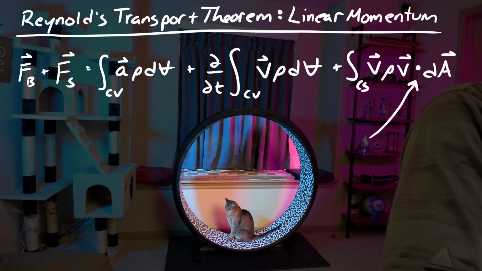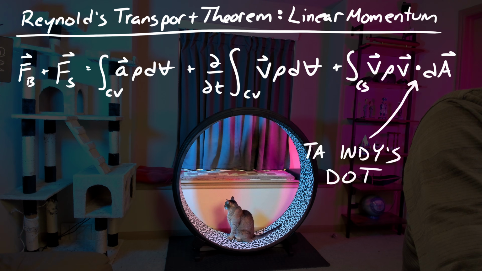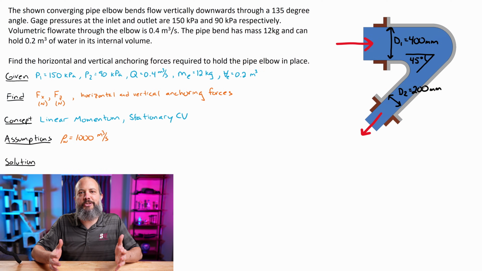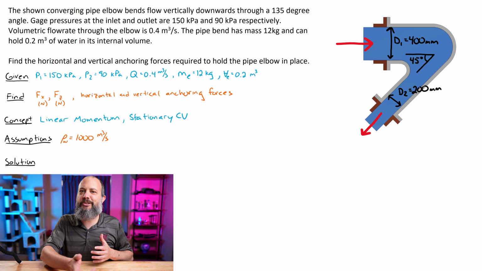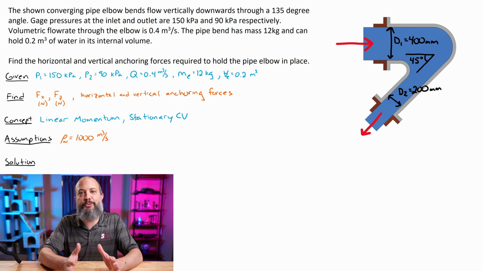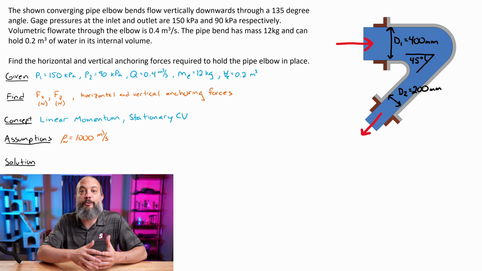I want you to focus on your TA Indy and on this one single dot. Today I'm going to help you solve a fluid mechanics linear momentum problem with a stationary control volume that is a pipe bend, right? A pipe elbow.